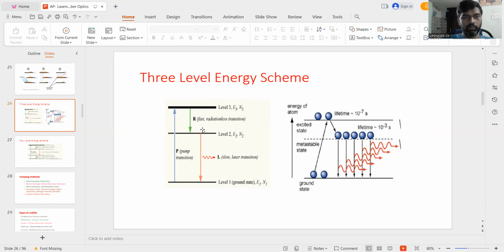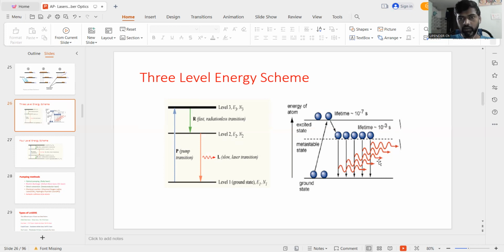Once population inversion is achieved between the metastable state and the ordinary ground state, the stimulated emission process takes place here. That is what you can see in the other diagram. There are many atoms in this state compared with the ground state atoms. Once population inversion is achieved between these two states, the stimulated emission process is triggered by spontaneous emission. Within no time, a bunch of photons is released from this stimulated emission process.